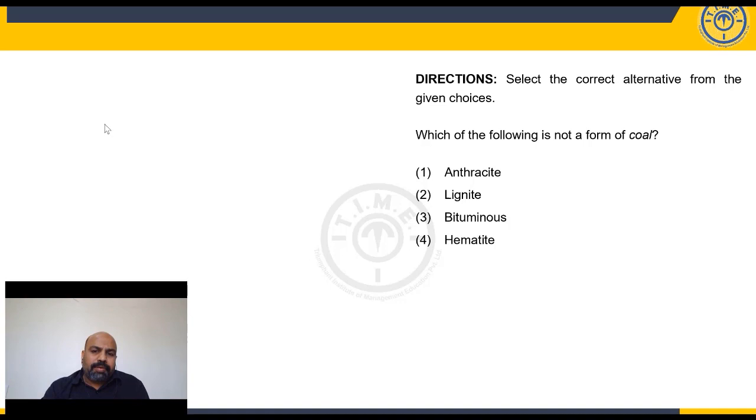Anthracite is the best quality of coal. Second best is bituminous. Third is lignite. Fourth is peat. Peat is typically brown and often used by istriwalas and all. Yes, guys.